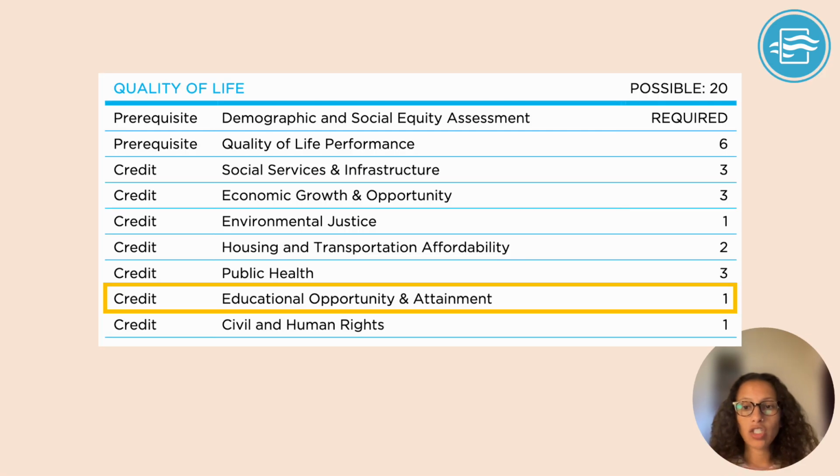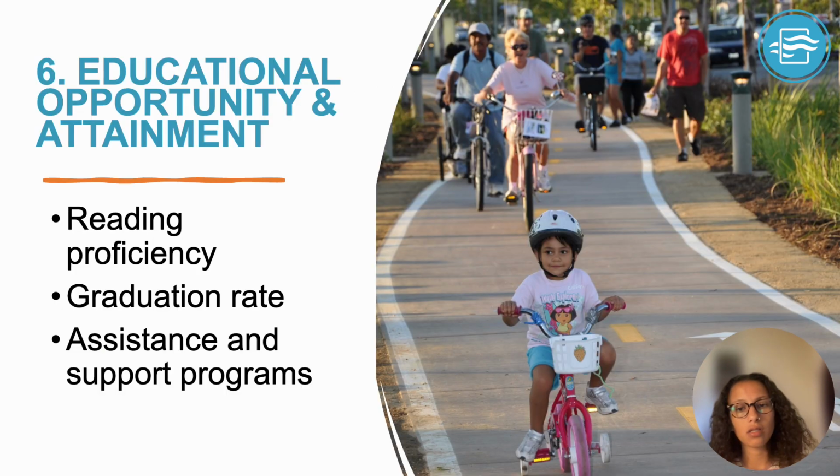The sixth credit, educational opportunity and attainment, encourages an equitable distribution of resources. 1 point is available and can be earned through 3 options. Option 1, reading proficiency, requires that at least 85% of 3rd grade public school students meet reading proficiency standards when broken down by racial, ethnic groups, gender, and low-income categories.